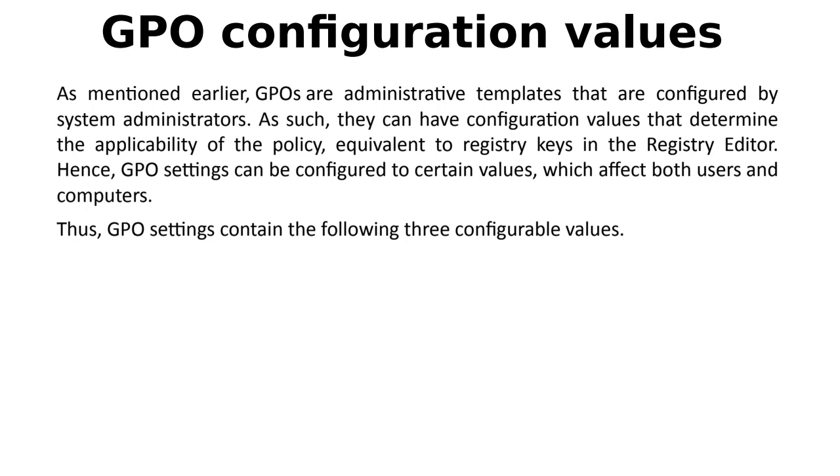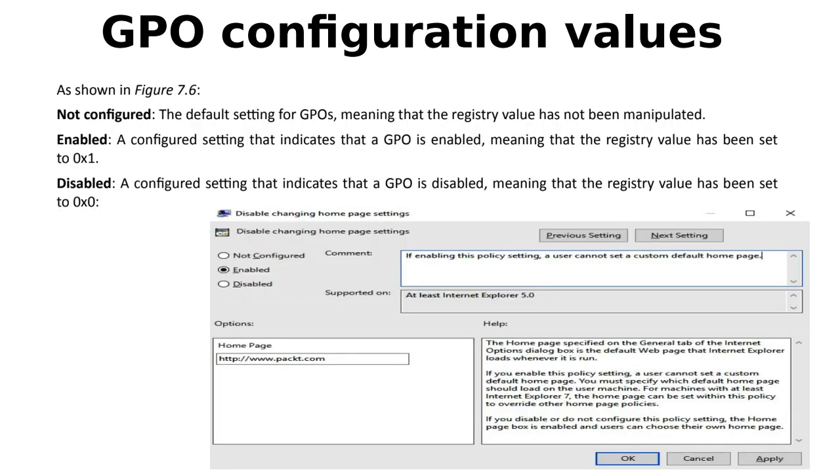The GPO configuration values, okay? The value will determine whether the policy is available, or configured, or enabled, or disabled, okay? So each setting has 3 values. Either it is not configured, meaning I did not configure whether you can access Control Panel or not. Or enabled: if it's enabled, then you cannot access Control Panel. If it's disabled, you can access Control Panel. All right.